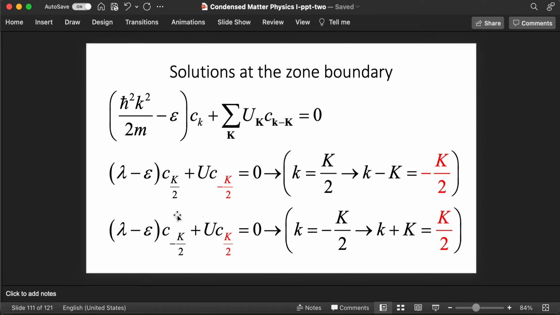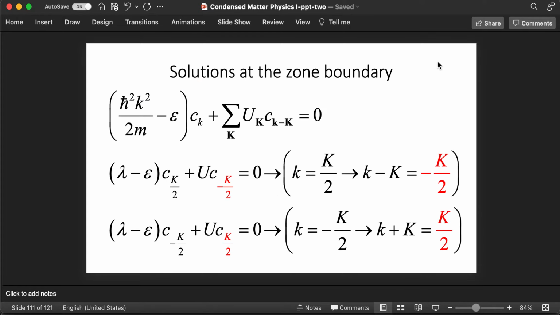For the other equation, where the wave vector is equal to minus capital K by 2, I can shift it by plus capital K, and that will give me capital K by 2, and therefore I have written this coefficient as C capital K by 2. So that's why I have these four coefficients. I look at only those terms with these two kinds of coefficients. I retain only those in the summation and don't include any other term, because I'm doing the solution at the zone boundary. Please write it down once and see, and then you will be able to understand it much better.